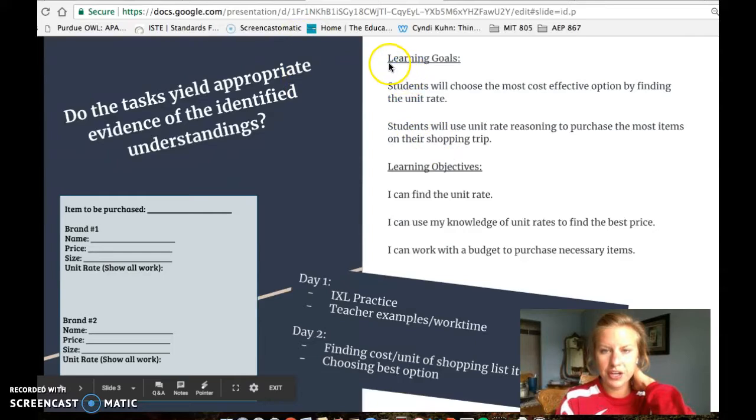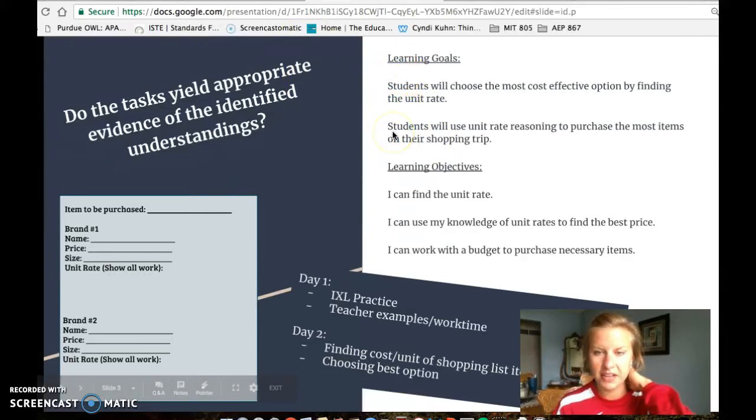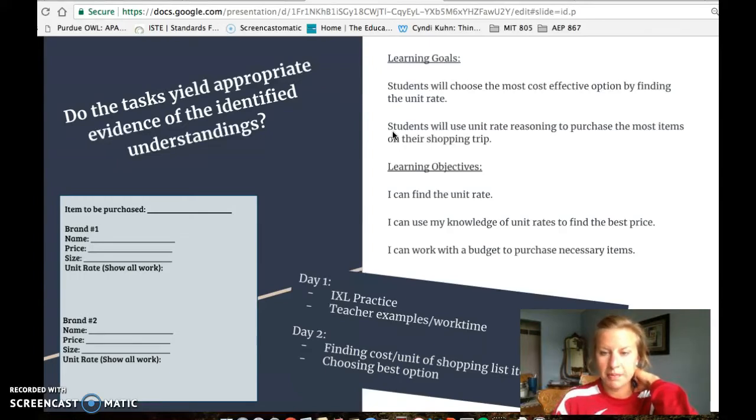If we look over here, my learning goals for the teacher, more or less: students will choose the most cost-effective option by finding the unit rate, and students will use unit rate reasoning to purchase the most items on their trip. And then student learning objectives: I can find the unit rate. I can use my knowledge of unit rates to find the best price. I can work with a budget to purchase necessary items.